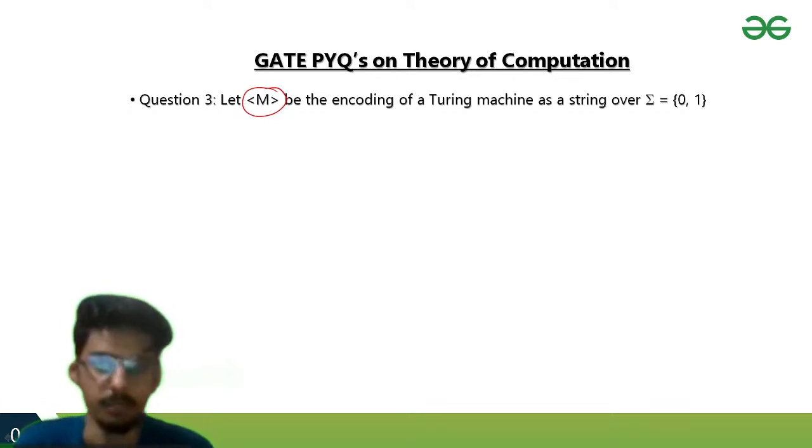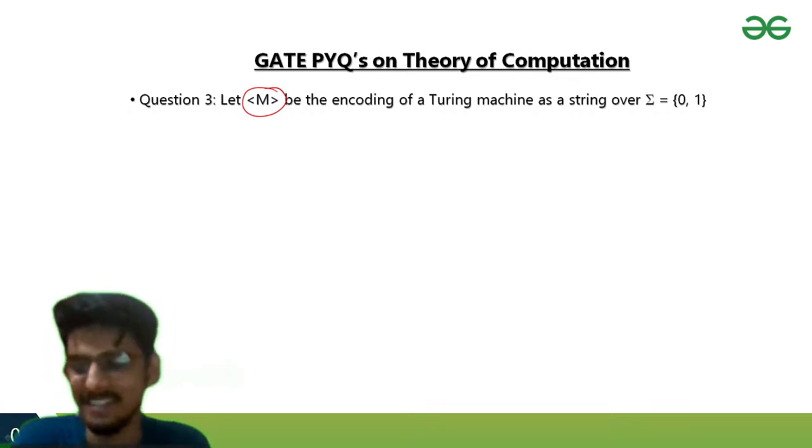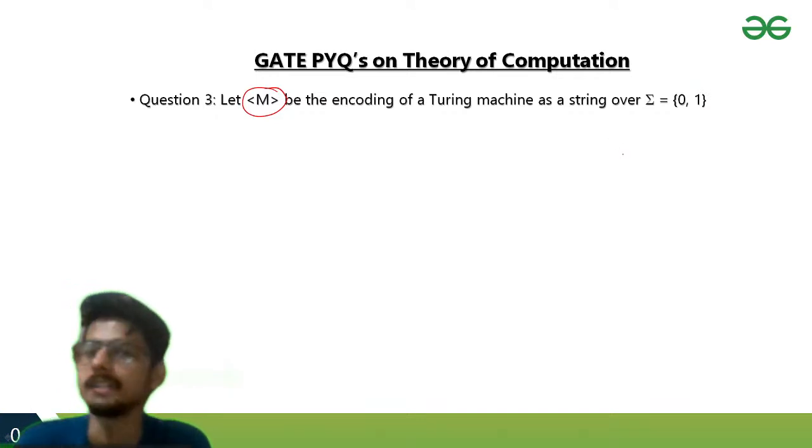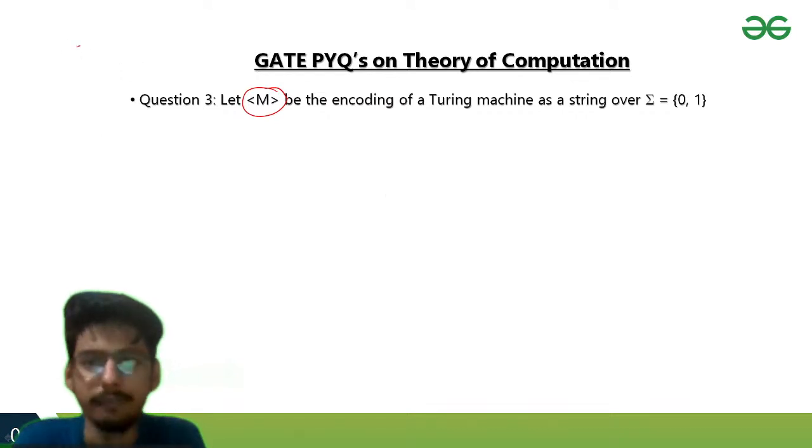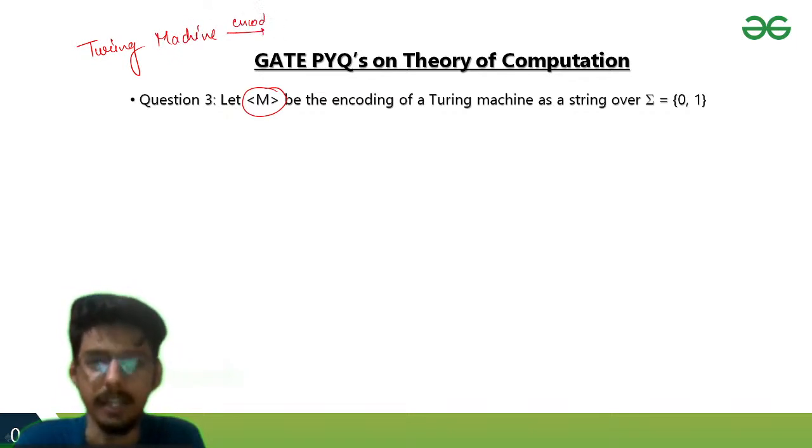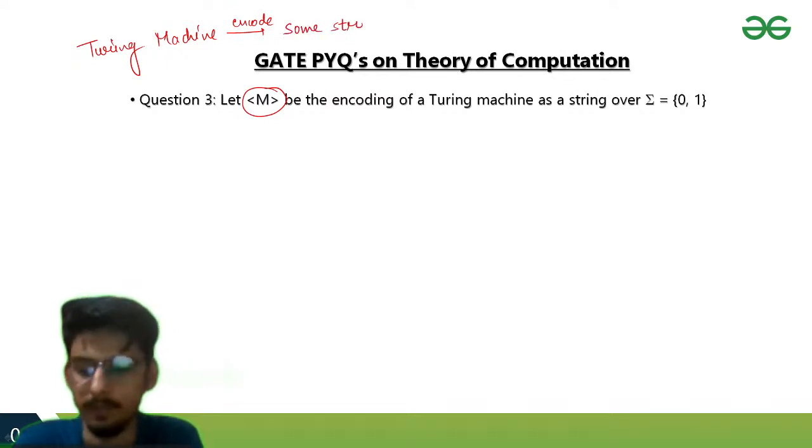Now let's get back to the question without much distraction. I am saying that M is the encoding of a Turing machine, and I know that every Turing machine, if I have some Turing machine, then I can encode it into some string, right?